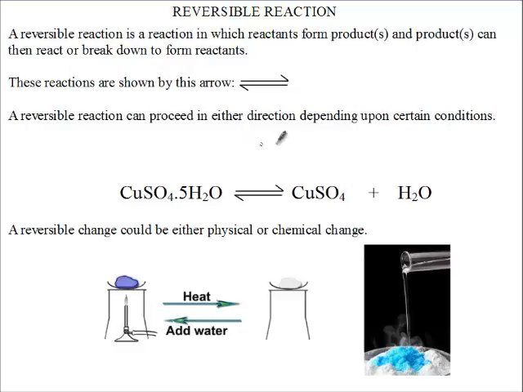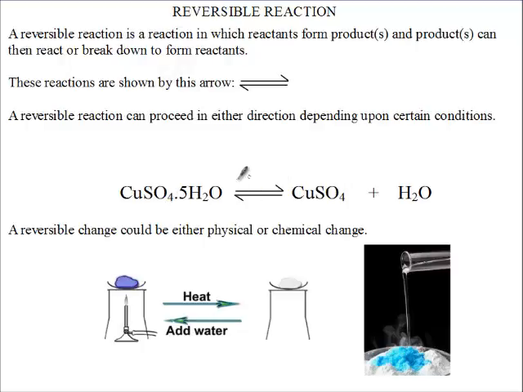So reactants are forming products. That is how a normal chemical reaction should proceed. Reactants disappear, products appear. But in a reversible reaction, the reactants will form the products, and then the products will also form the reactants.